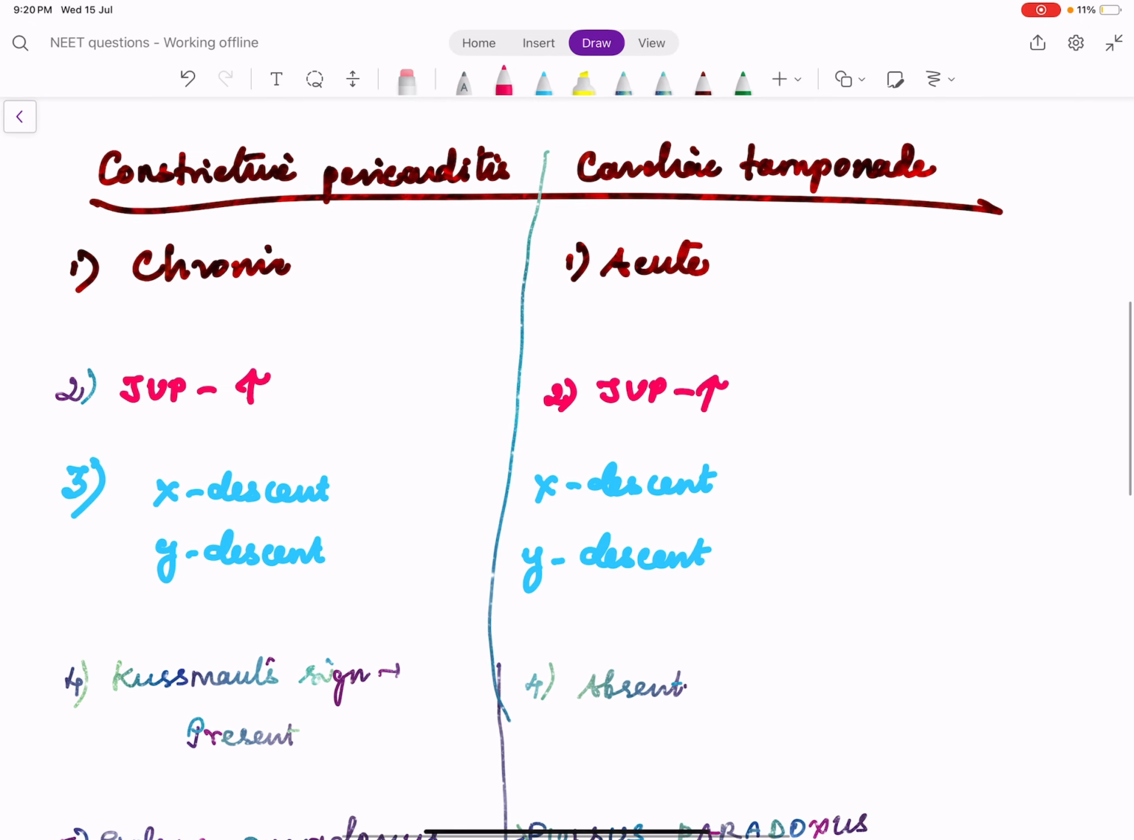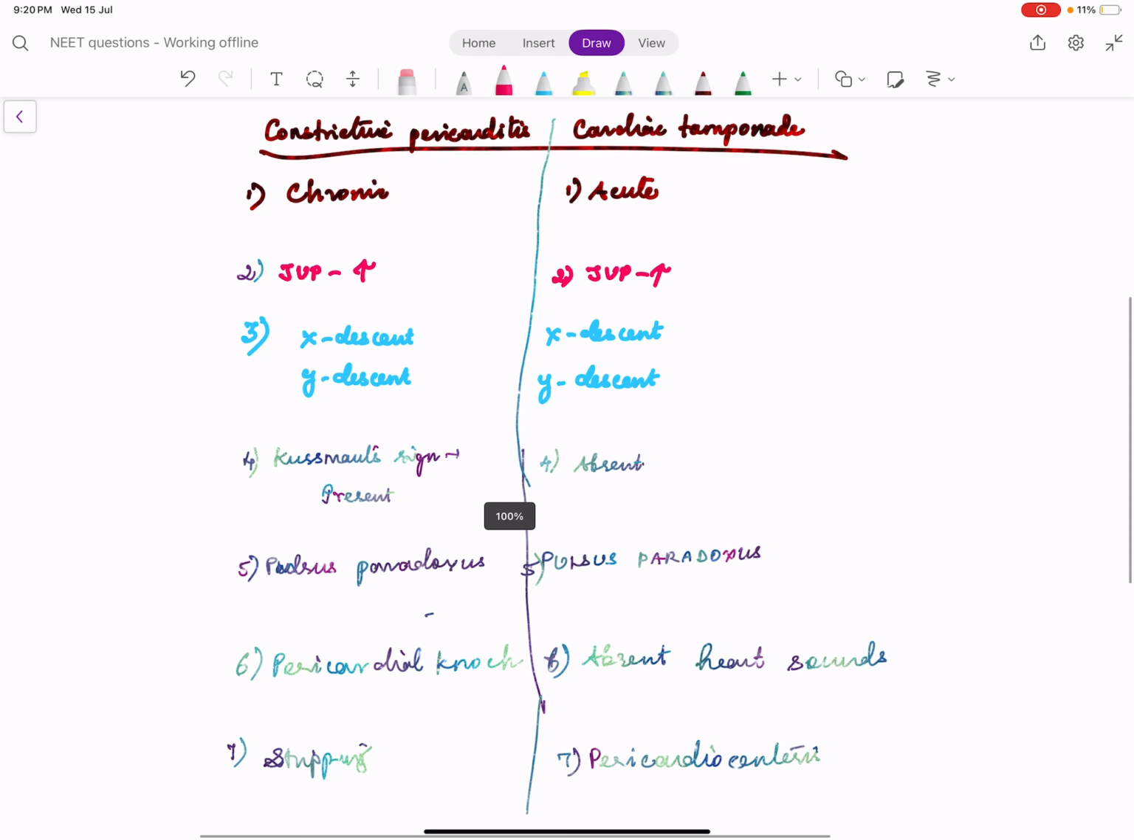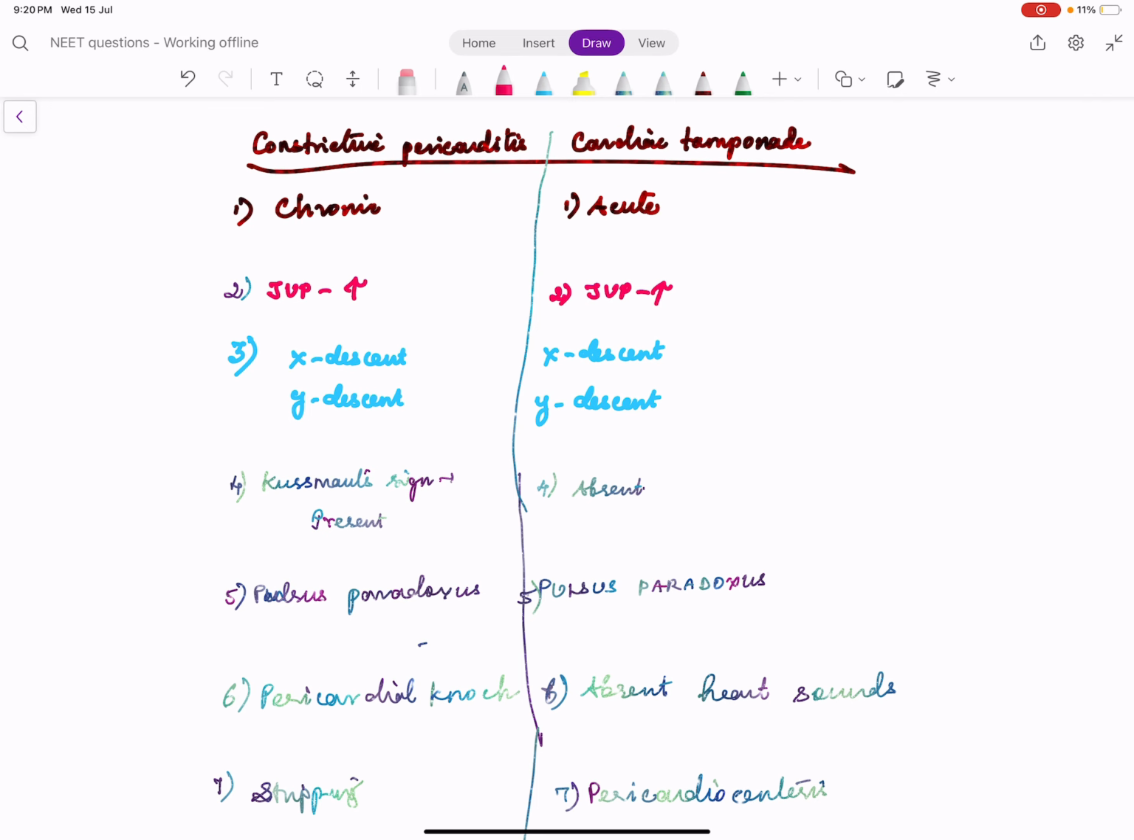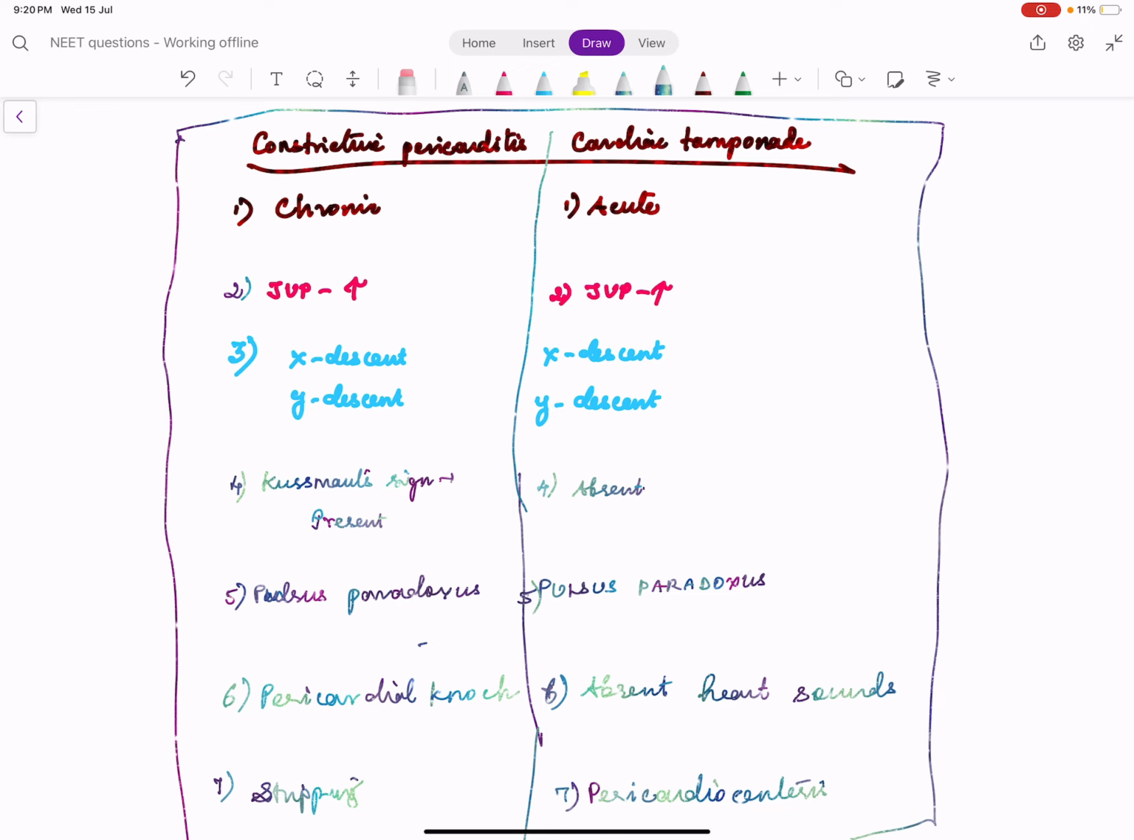Why I chose this question even though it is straightforward is that this difference is a very important concept which you have to remember. These are two pericardial diseases which you must remember: one is constrictive pericarditis and the other is cardiac tamponade. One or two questions come from this one concept alone, including the pathophysiology. So we'll just go through it quickly.